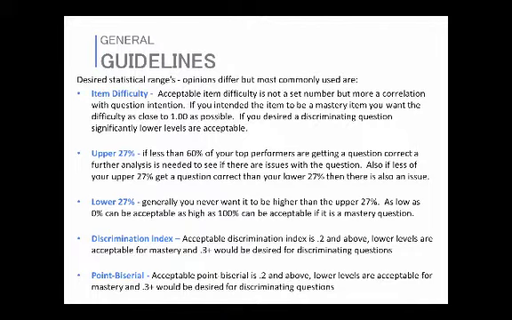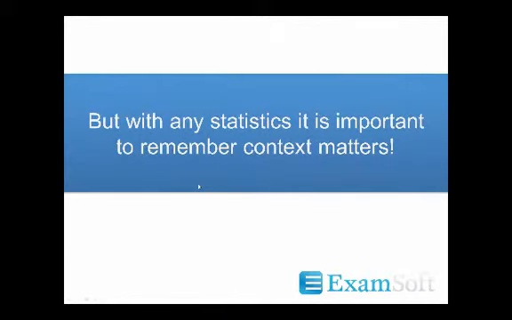So you would want 0.3, 0.4, 0.5 if you have really highly discriminating items, where less of the class gets it correct. With any statistics, it's important to remember that the context matters. So I'm going to show you some examples now that have maybe good or bad sub-statistics, but the context is what determines whether or not you need to make a decision on those items.